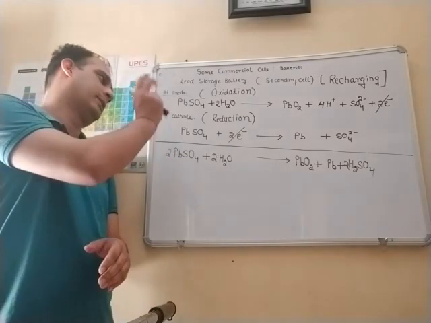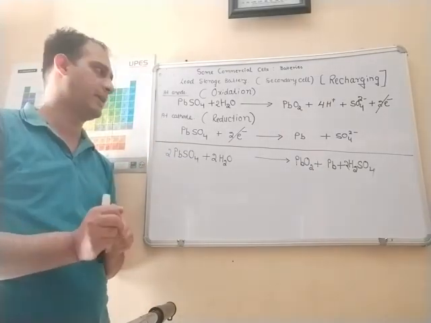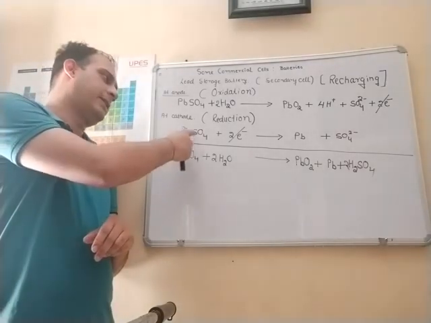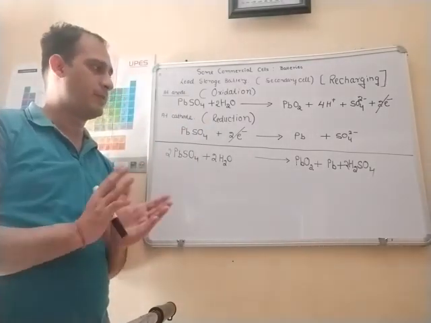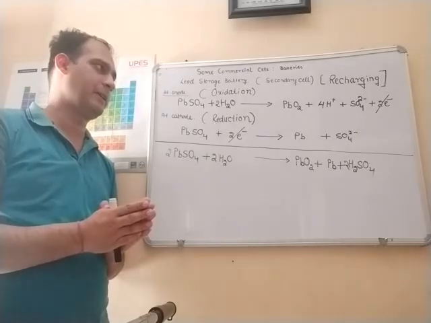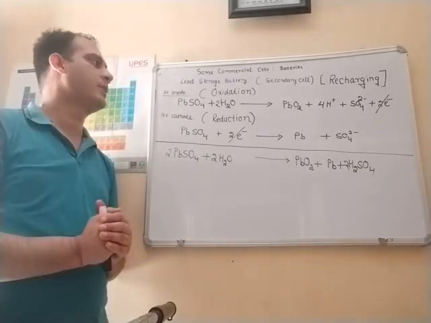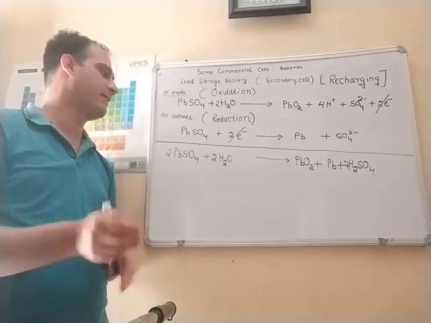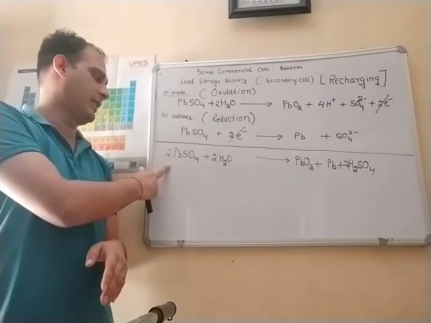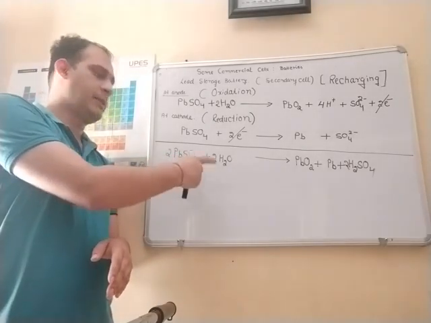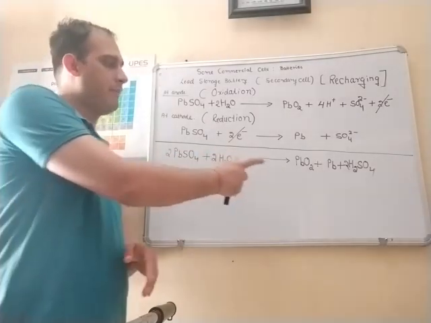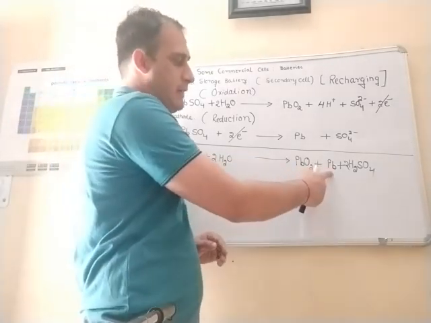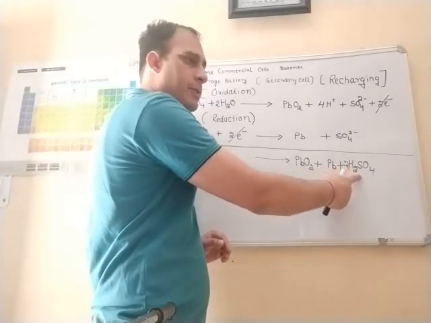And at cathode, the reaction which is taking place is a reduction. Lead sulfate is gaining 2 electrons to form lead solid plus SO4 2- ion. And you can add both the reactions. Both the electrode reactions can be added and the overall redox reaction will become 2 PbSO4 plus 2 H2O giving rise to PbO2 plus lead solid plus 2 H2SO4.